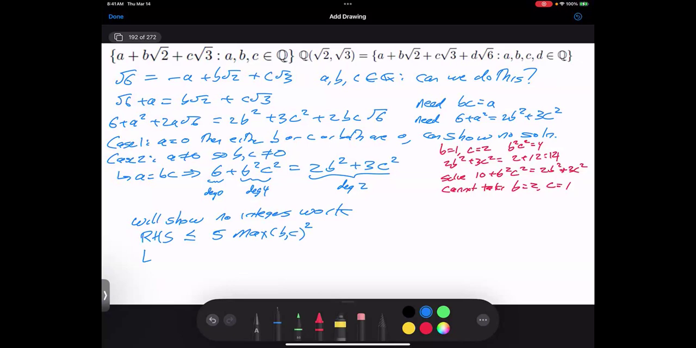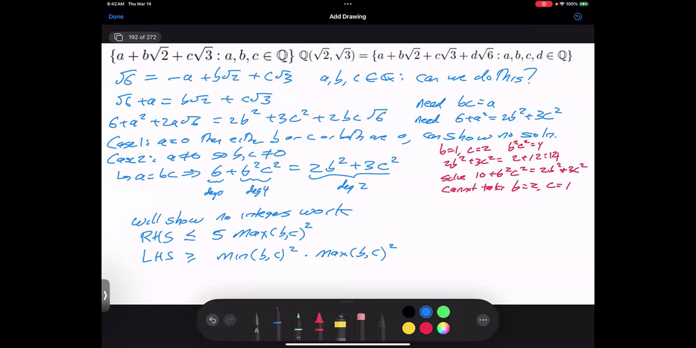Similarly, the left-hand side is going to be greater than or equal to the minimum of B, C squared times the maximum of B, C squared. I'm basically just dropping the 6. Right? People are comfortable with this.